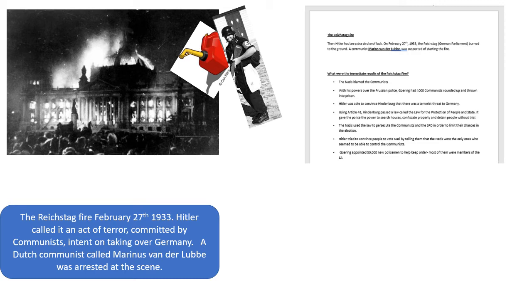And Goering actually appoints 50,000 new policemen to help keep order. But most of them were members of the SA. And their idea of keeping order was just attacking Hitler's political opponents during the election campaign leading up to March 1933. So hopefully you've understood that, and we're going to move on to the next slide and look at the results of the election of 1933.